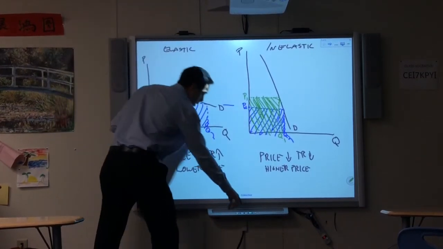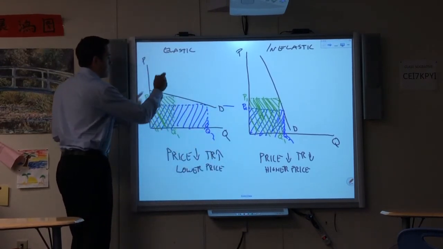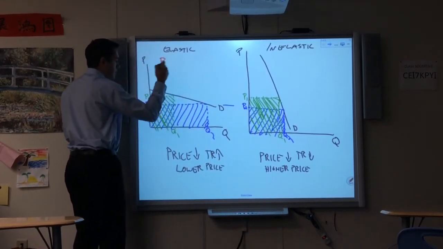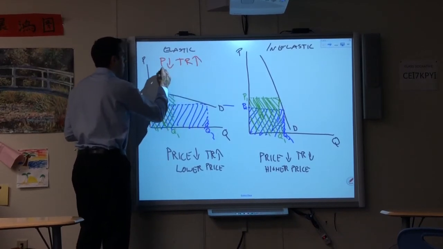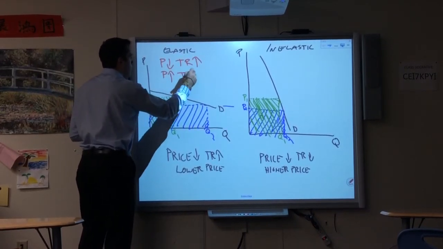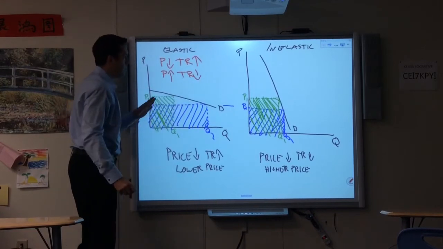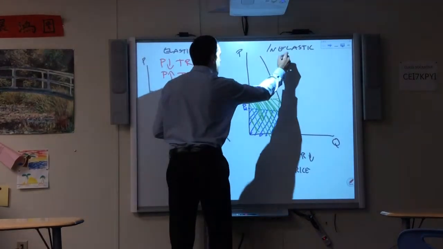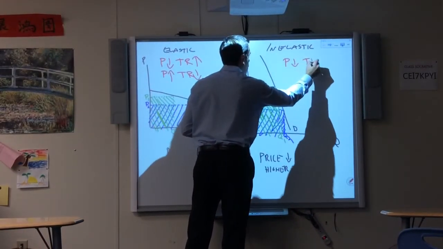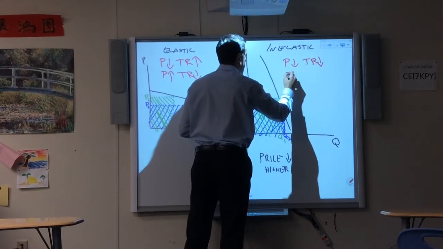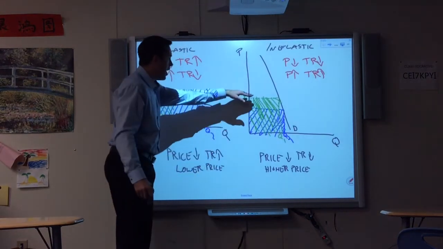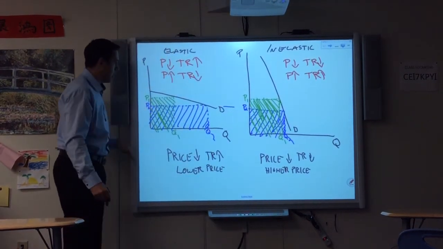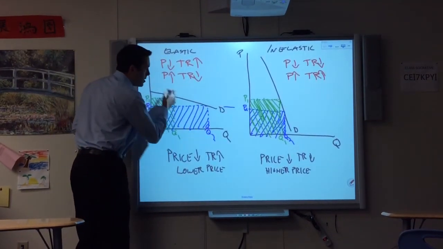And this is what the definition of elastic is. If price decreases, total revenue increases. If price increases, total revenue decreases. Here, if price decreases, total revenue decreases. Price increases, total revenue increases. We want the higher price here and the lower price here. This is a more horizontal slope.